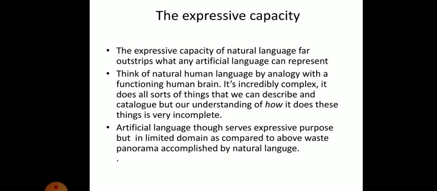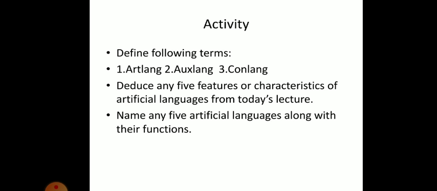Yes, students, now come to the activity. You have to define certain terms, and these terms are artlang, oxlang, and conlang. They are quite related to the material that has been given in today's lecture, and even the meaning of some of these terms has been suggested in the lecture. Secondly, you have to deduce any 5 features or characteristics of artificial languages from today's lecture.